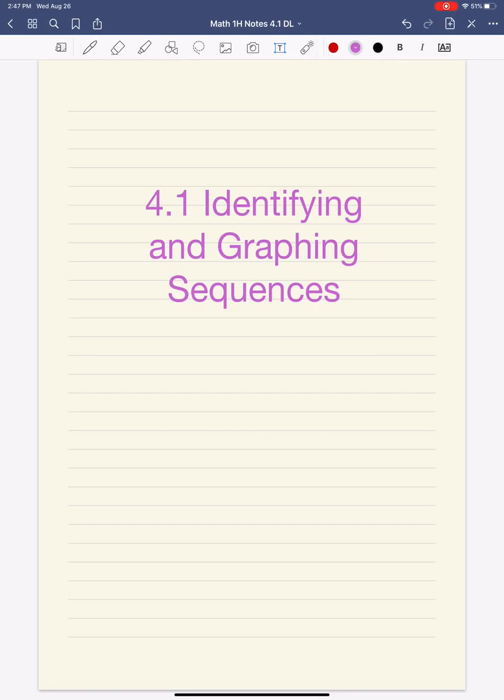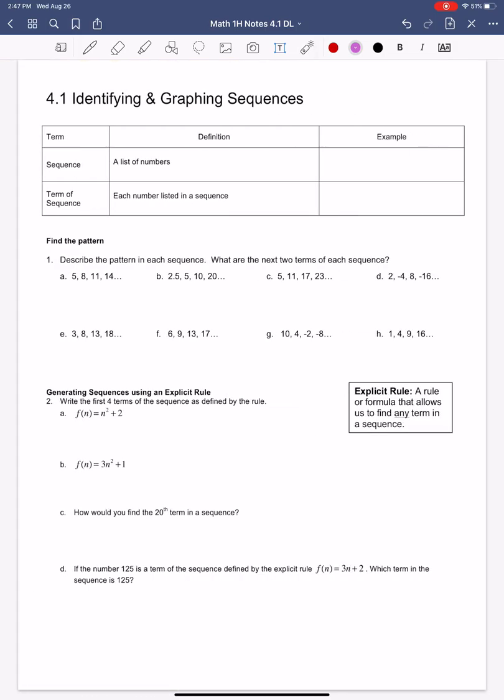We're going to go into lesson 4.1, which is identifying and graphing sequences. And we'll start with a couple of vocab words here. A sequence is just a list of numbers. This could be any list of numbers. It doesn't have to have a pattern, but it could have a pattern. So this could be anything.